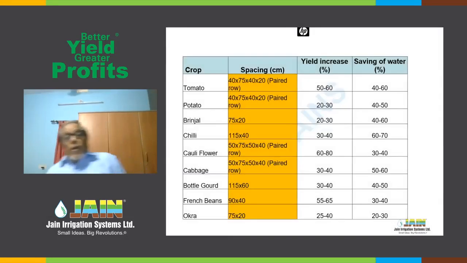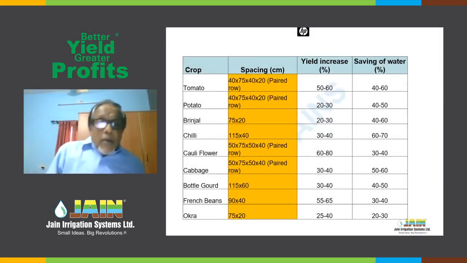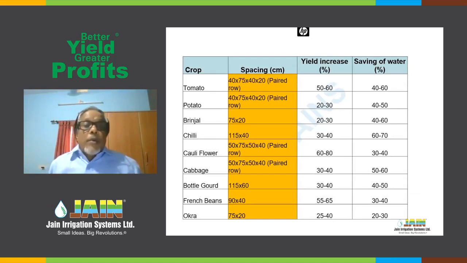Now, by studying different crops, we came to the crop geometry of tomato, for example, 40, 75, 40, 20 paired row. Potato also 40, 75, 40, 20 paired row. 40 centimeter between two rows, the two rows in a pair, 75 the unplanted space, then 20 between the two plants in a row. That's how you have to read it. And the yield increase is 50 to 60%.